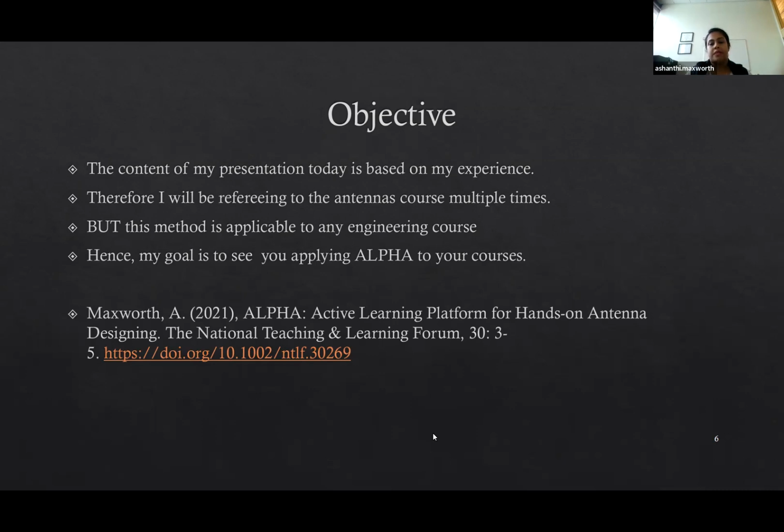experience. So this model I developed is called Alpha. It was published in the National Teaching and Learning Forum, and there's a link here. I'll share the presentation after that, so you can download it. This was developed during the pandemic because I joined University of Southern Maine in the fall of 2020. So it is officially two years now.